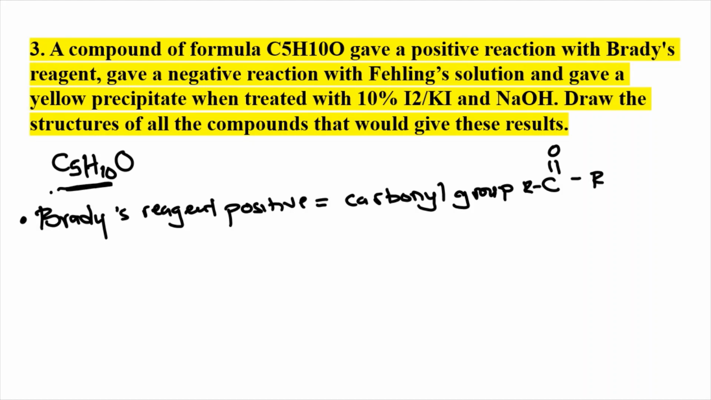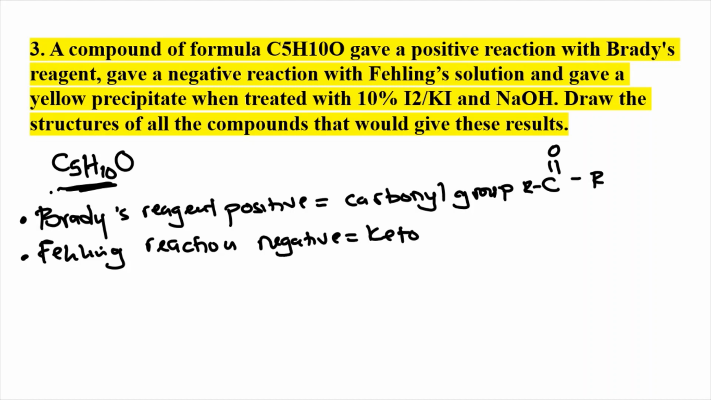So in this compound here, they're saying there is a carbonyl group. Number 2, they're saying that it gave a negative reaction for the Fehling's test. So the Fehling's solution test is negative when there is a ketone, but is positive when there is an aldehyde. So we know that this one here is negative. We know that this compound that they've given us is a ketone and it is not an aldehyde.